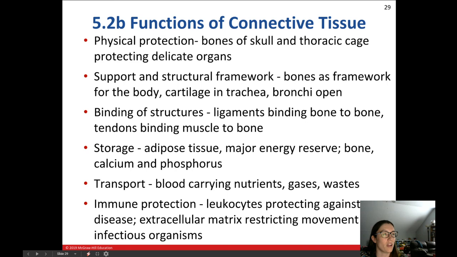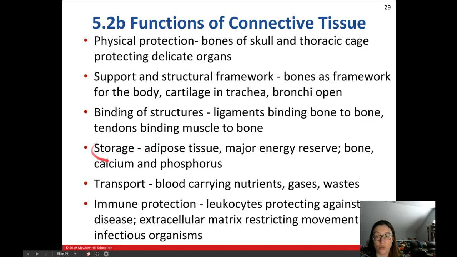Some of our connective tissue is going to be important in physical protection, like the bones of the skull and the rib cage protect our delicate organs. A lot of it is going to support and form the structural framework of the body. The bones obviously are the structural framework of the body. The cartilage in the trachea and the bronchi keep them open so that our airways stay open. A lot of our connective tissue binds things together. Ligaments bind bone to bone, tendons bind muscle to bone.